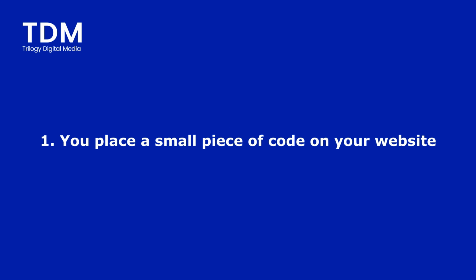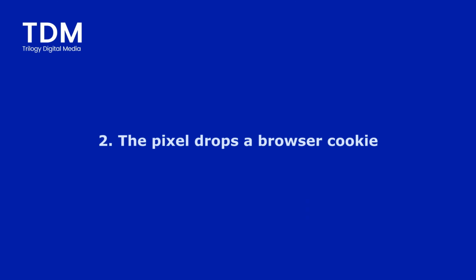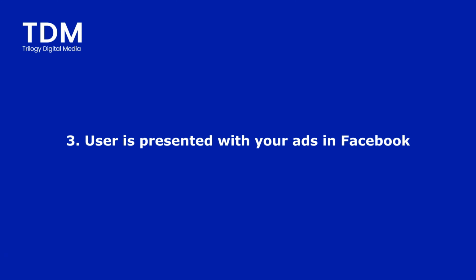So what is happening here is you first need to place a small piece of code onto your website, provided by Facebook. This code is sometimes referred to as a pixel snippet. The pixel, or the code, is invisible to the user visiting your website. Every time a new visitor comes to your website, the pixel drops a browser cookie. And later, when your cookied visitor browses Facebook, the same user is presented with ads relevant to what he was interested in.